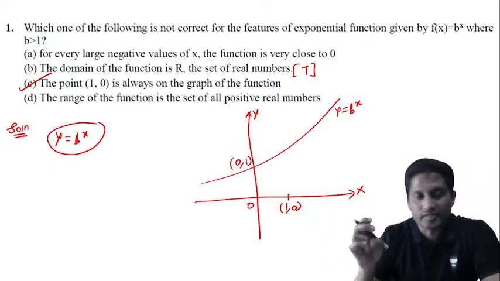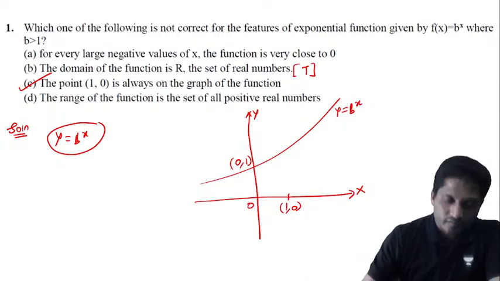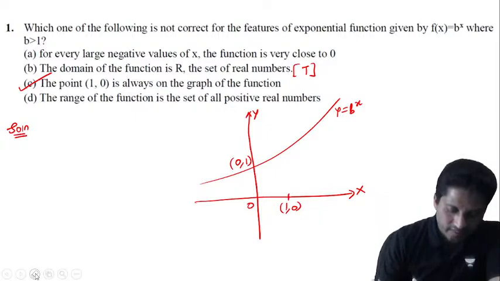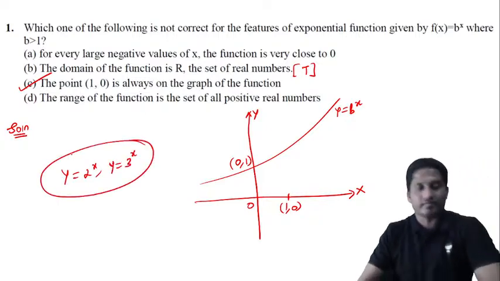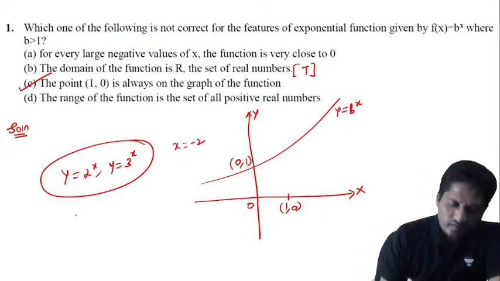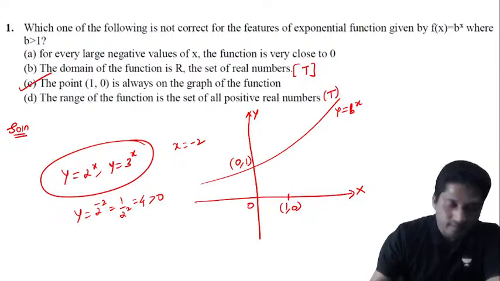If you take the range of b power x, an exponential function is always positive. It cannot be negative. Even if it is y equal to 2 power x, 3 power x, 4 power x, anything, an exponential function cannot be negative. Let's say if I take x is equal to minus 2, you will get y is equal to 2 power minus 2, which is equal to 1 by 2 square, which is equal to 1 by 4. So obviously this is positive. Even this is true for the range of a function.